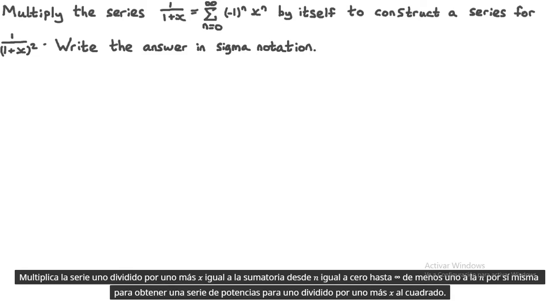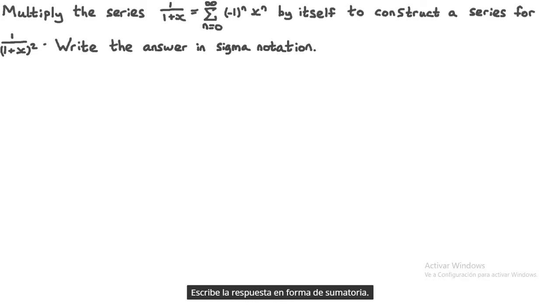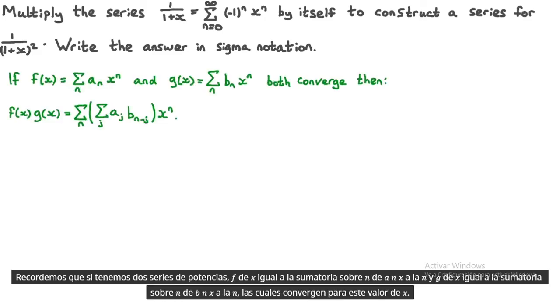Multiply the series 1 divided by 1 plus x is equal to the sum from n equals 0 to infinity of negative 1 to the nth power x to the nth power by itself to construct a series for 1 divided by 1 plus x squared. Write the answer in sigma notation. We recall if we have two power series, f of x is equal to the sum over n of an x to the nth power, and g of x is equal to the sum over n of bn x to the nth power, which both converge.